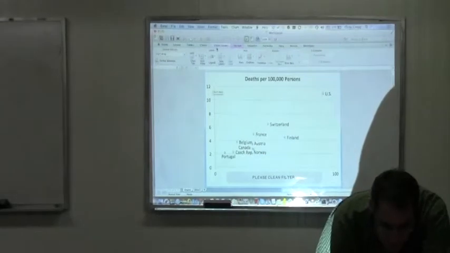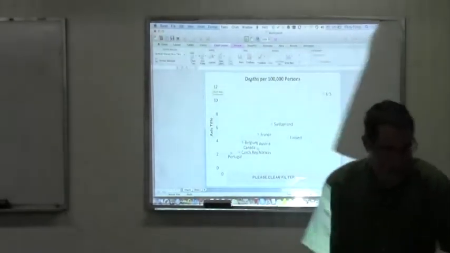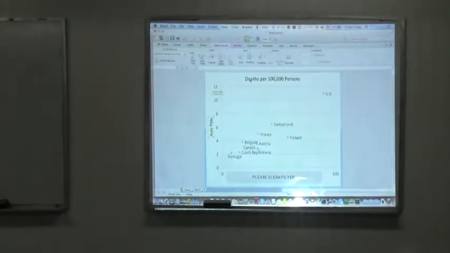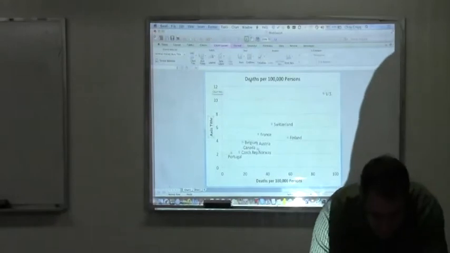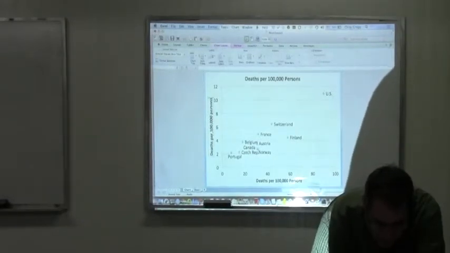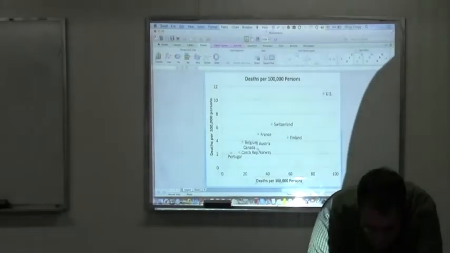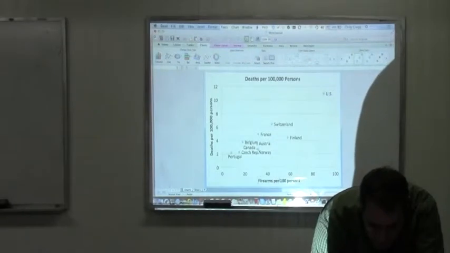This is deaths per 100,000 people versus, can anybody guess what it's going to be? Nope. Some of you won't like it. It's guns, actually, guns per certain amount of people. Hang on. The one on the left is deaths per 100,000 persons. And down here is the firearms one. Hang on, no, nobody owns that many. This is firearms per 100 persons.